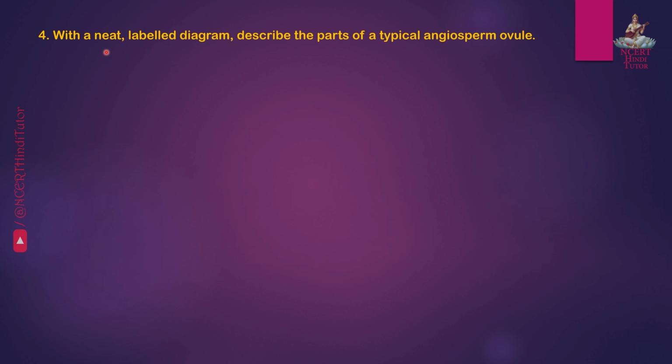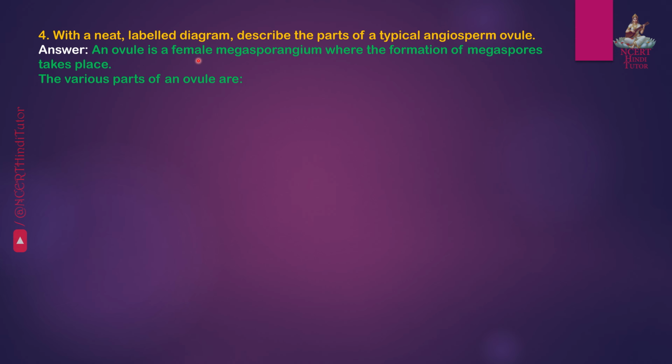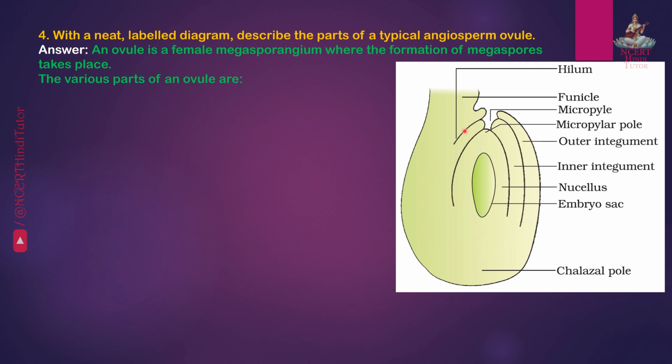Question 4. With a neat, labeled diagram, describe the parts of a typical angiosperm ovule. Answer. An ovule is a female megasporangium where the formation of megaspores takes place. The various parts of an ovule are: first, hilum; second, funicle; third, micropyle. This is the micropylar pole. This is the outer integument. This is the inner integument. This is the nucellus, and this is the embryo sac, and last, the chalazal pole.